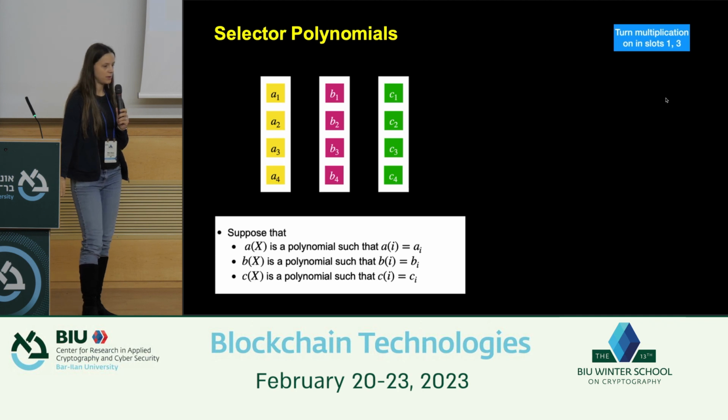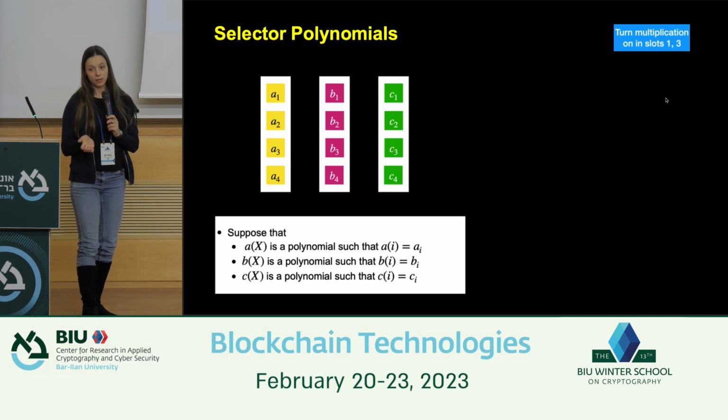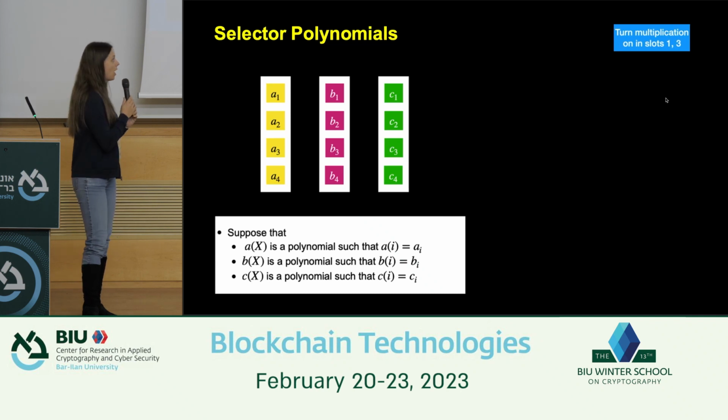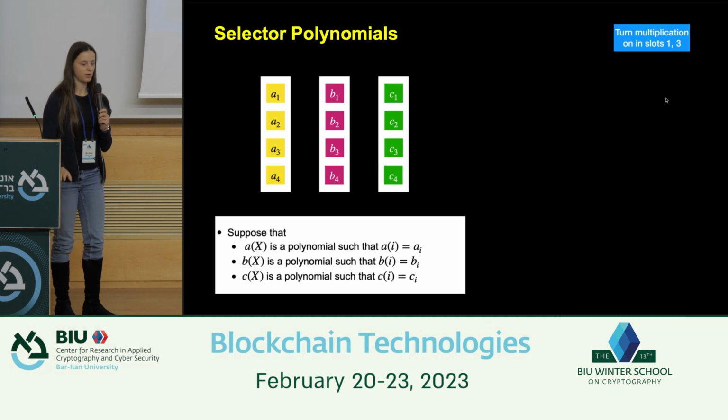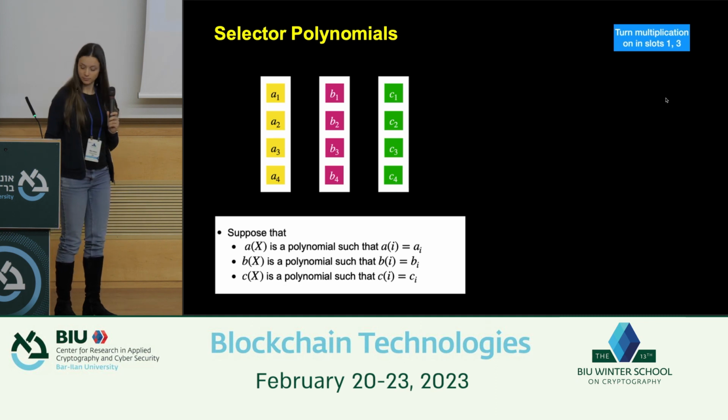The basis that we're going to be using is going to be assuming that a of x is a polynomial, which when you evaluate it at a known point, typically this would be a root of unity, but for the point of clarity here, I'm just having the point you're evaluating it at be i. Then a of i is equal to a_i. Likewise, b of i is equal to b_i, and c of i is equal to c_i. Those polynomials are going to encode your witness.